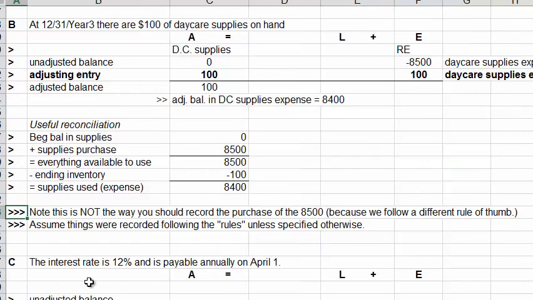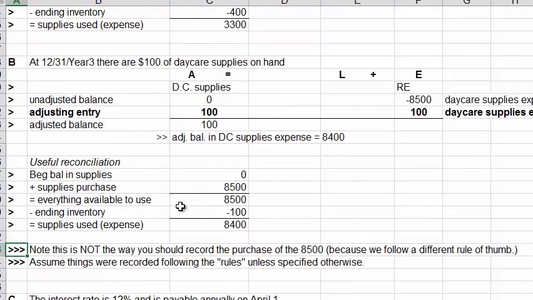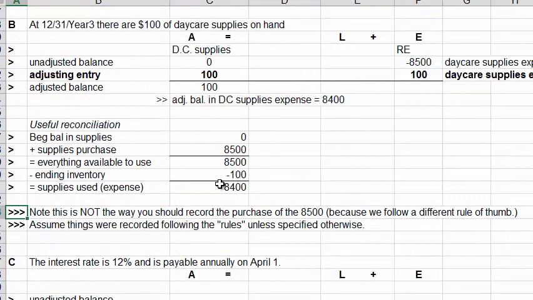For us, unless a problem specifically says this is how an entry was recorded, you would assume that everything in the past was recorded following our normal rules of thumb. And our normal rule of thumb for supplies, remember, is we would record the purchase as an asset as opposed to an expense. So the way we will normally do things is like the office supplies approach as opposed to the daycare supplies approach. But I did want you to see that we could handle it either way.